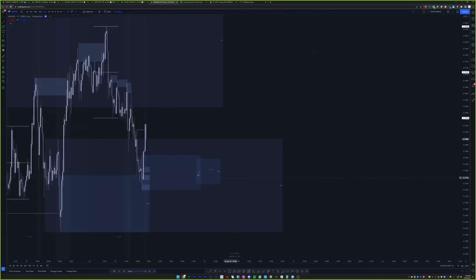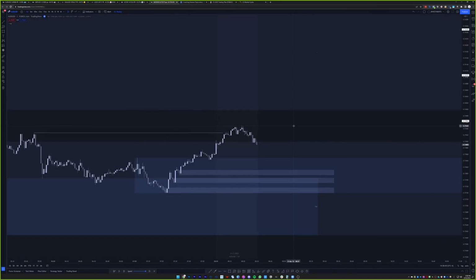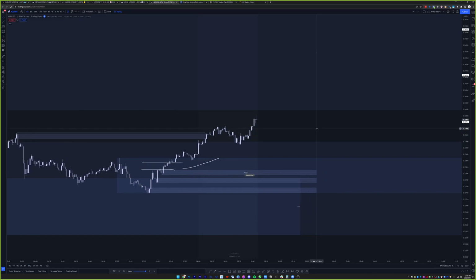So let's see. So all I'm marking out is just refined 15-minute zones, by the way, which I don't think we're going to come back to now that I think about it. So let's see. From here, for example, what do I really like here? I have this, I have this, which makes these valid.